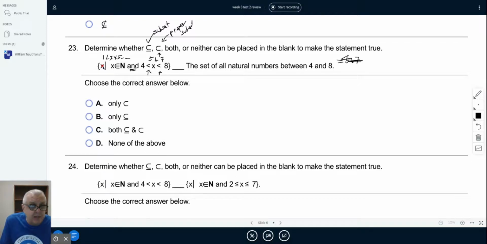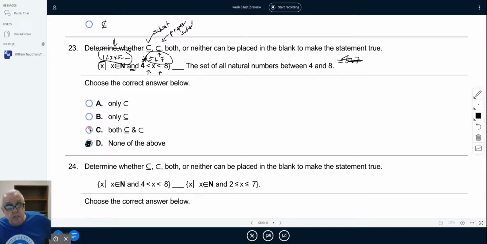It is a subset because... Oh, wait a minute. I think, give me a second. This is 1, 2, 3, 4, 5. And this is just 5, 6, 7. So is set 1 part or all of set 2? No, there's a 1 in set 1 and there's not a 1 over here. So none of the above. The first set has to be part or all of the second set, and it's not.